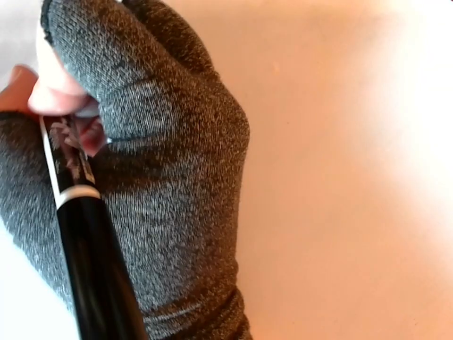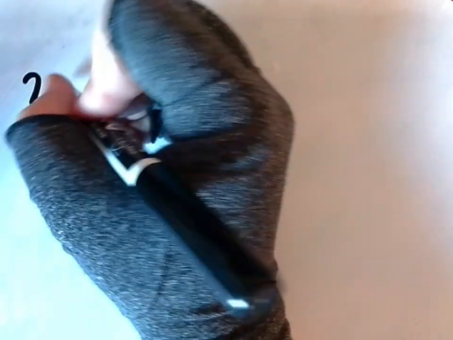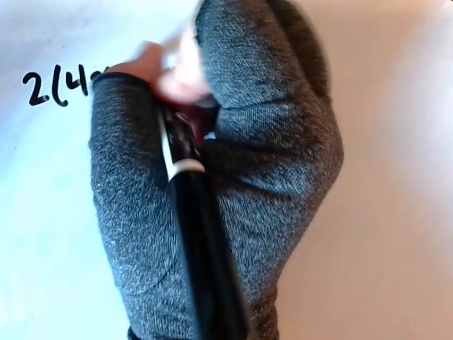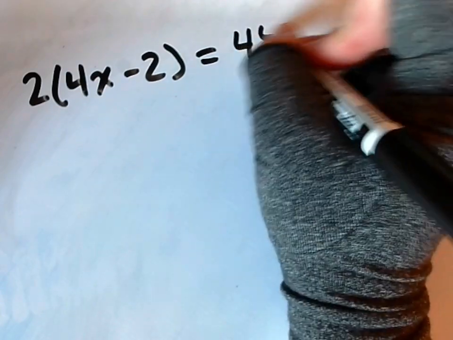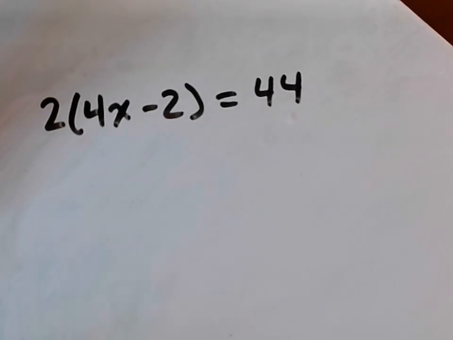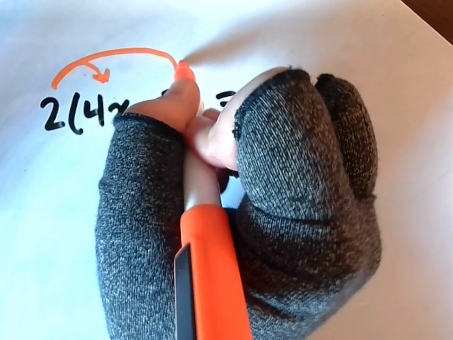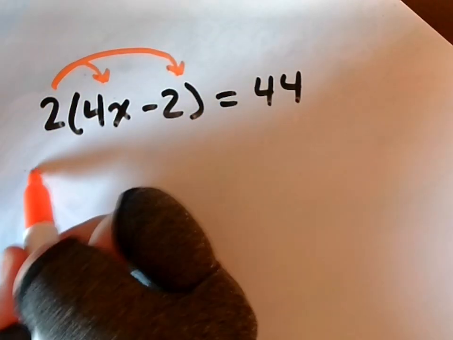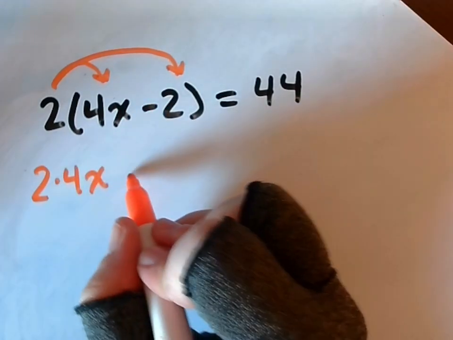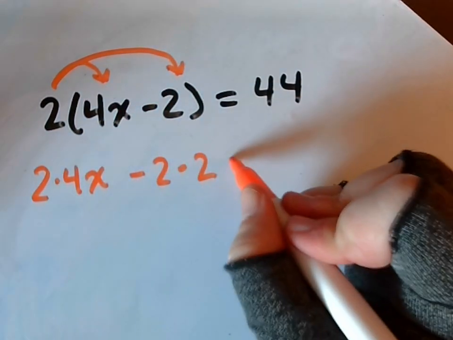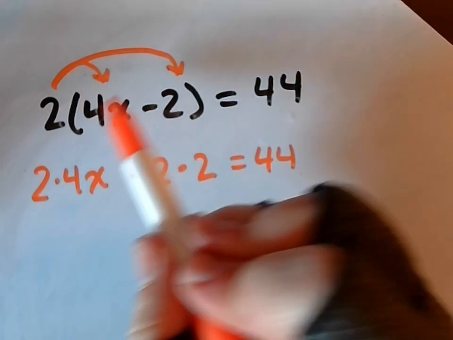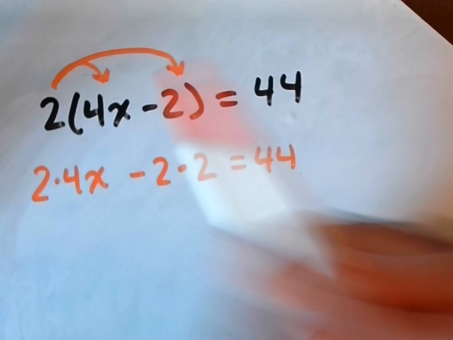We also have a couple other properties that are slightly less straightforwardly named, but honestly not that much different. So let's say we have a problem like this. 2 times the quantity 4x minus 2 equals 44. So what's our instinct when we see a number outside of a set of parentheses? Our instinct is to draw arrows and do some multiplication. So we have 2 times 4x minus 2 times 2 is 44. Because remember, we are just multiplying this by this and this by this.